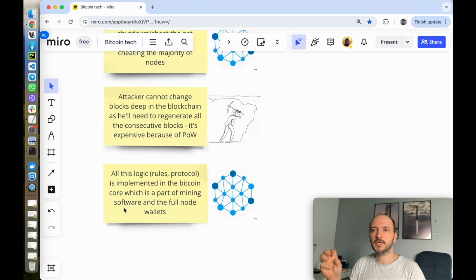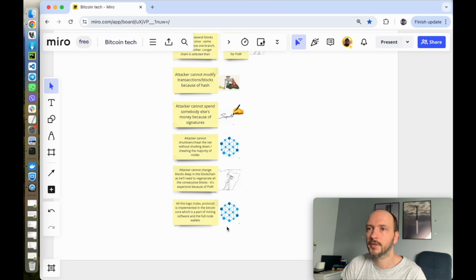And this code is embedded in the mining software or in the software of full node wallets that contain the entire chain. So they are not taken from some server, they are just in the application, and this code is open and you can just go to GitHub and review it. So that's how it's implemented.